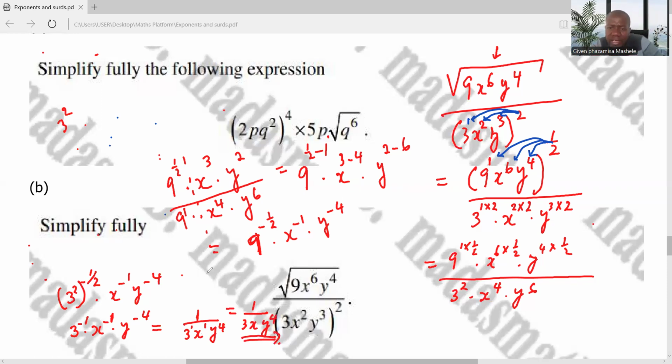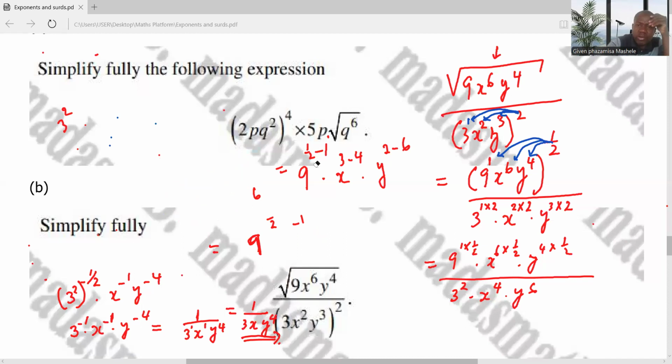I believe you guys are following. Okay, let me check something. And another way, you see what I've done here, I changed 9 to 3 squared. So you can still expand this 9 to 3 squared here without having to follow this. The answer will still be the same.